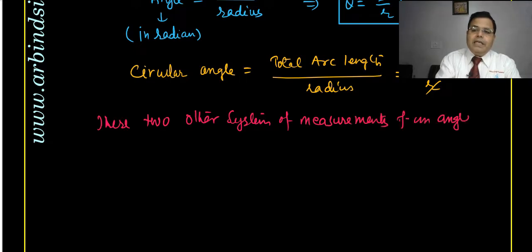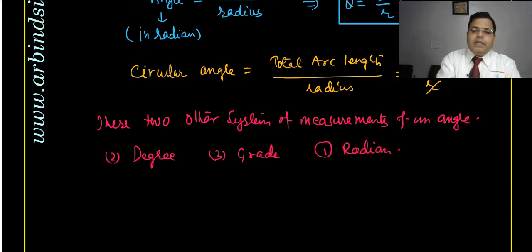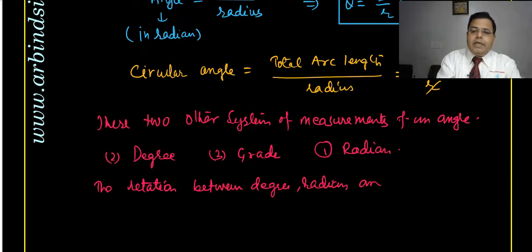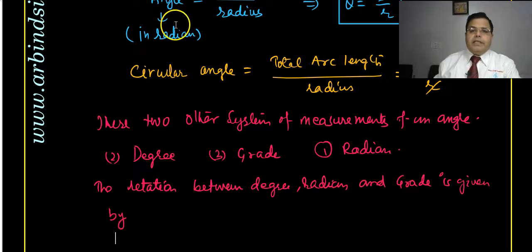There are three systems of measurement of an angle: the first is radian, the second is called degree, and the third is called grade. You know this. The relation between degree, radian and grade is given by this relation.